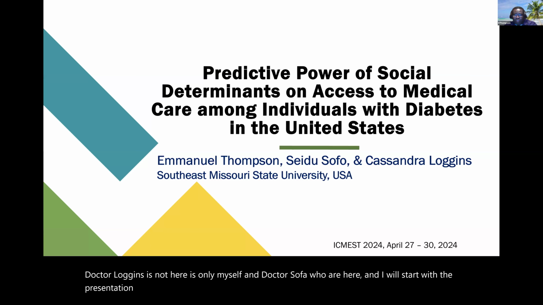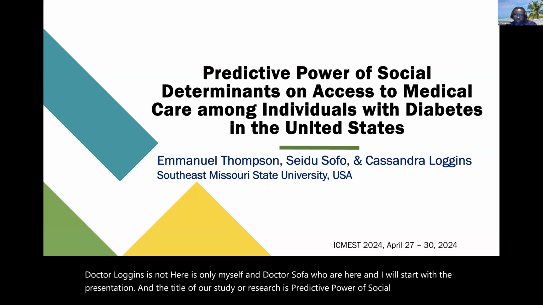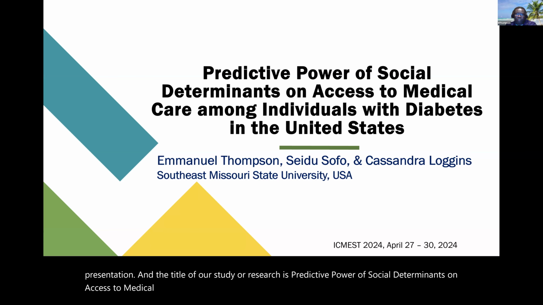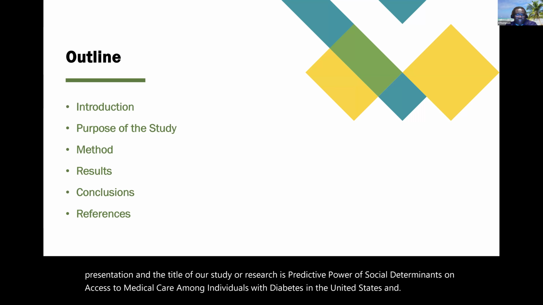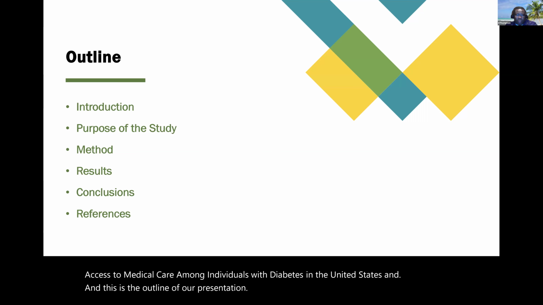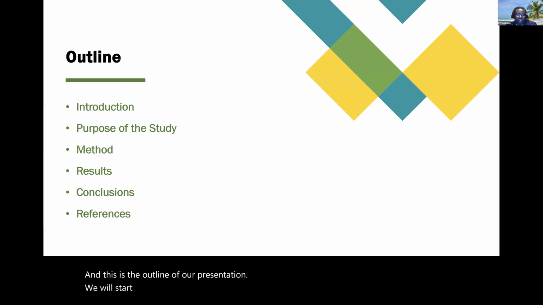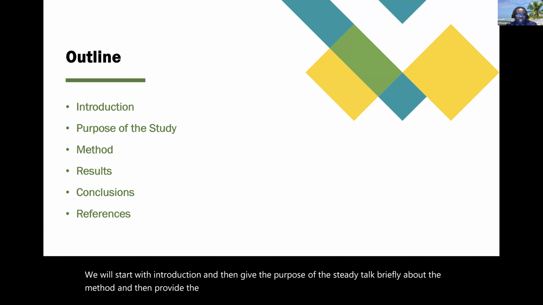The title of our study is Predictive Power of Social Determinants on Access to Medical Care Among Individuals with Diabetes in the United States. This is the outline of our presentation. We will start with the introduction and then give the purpose of the study, talk briefly about the method, and then provide the results, conclusions, and some references.